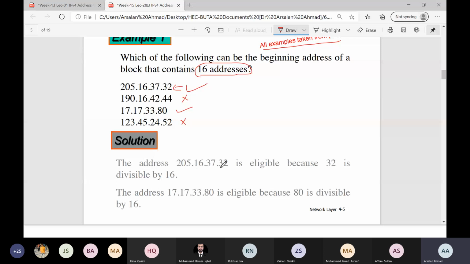The address 32 is eligible because 32 is divisible by 16, and the address 80 is eligible because 80 is divisible by 16, and we only have to look at the last octet. We don't have to look at the third, the second and the first octet. Why? Because the size of the block is smaller than the last octet. If the size is greater than 256 addresses, then we have to check the last two octets for even divisibility.